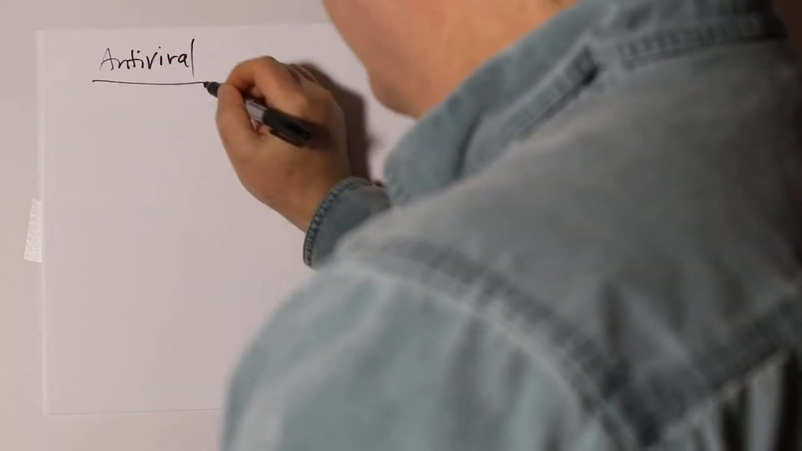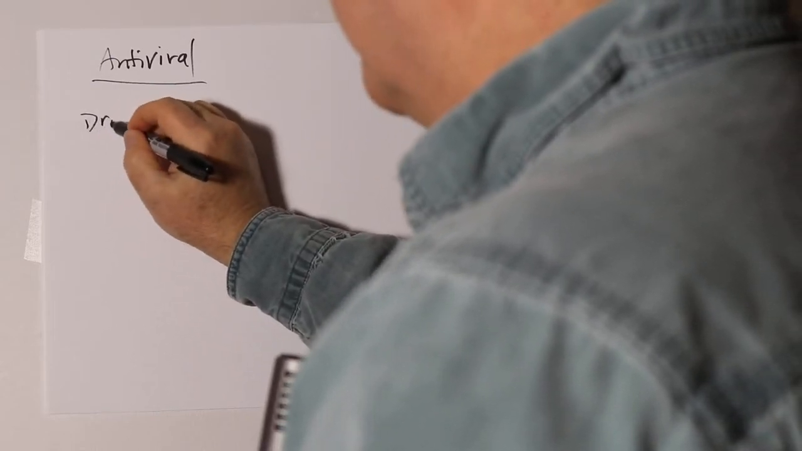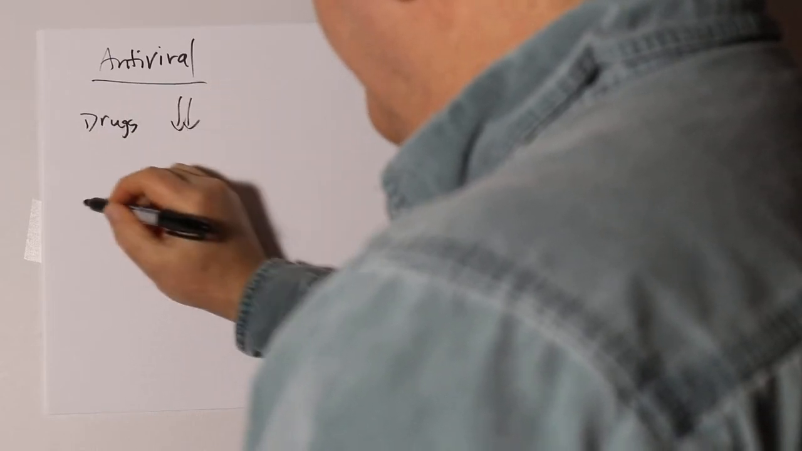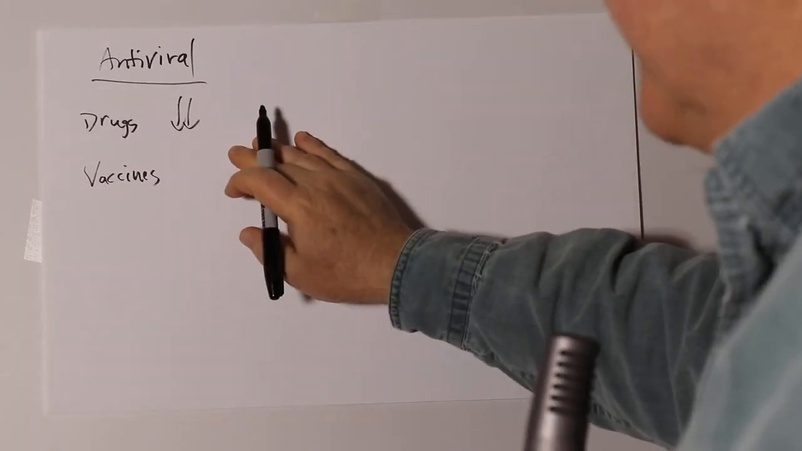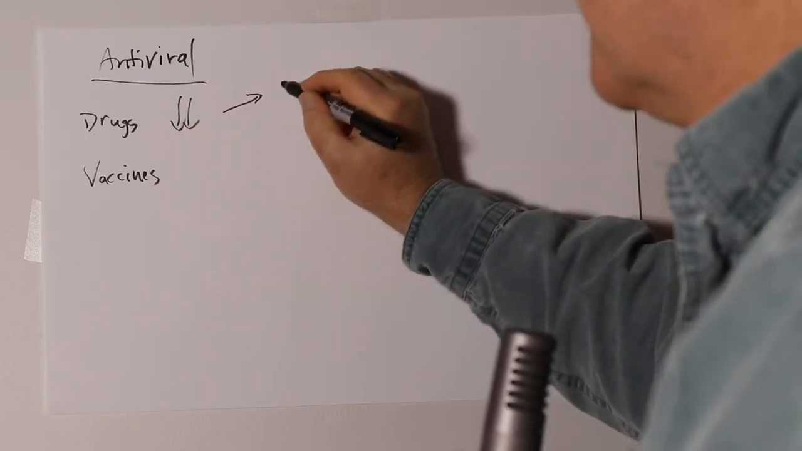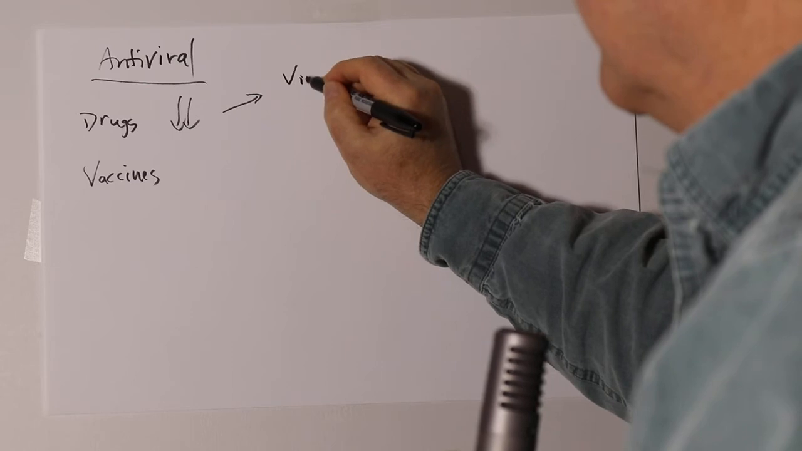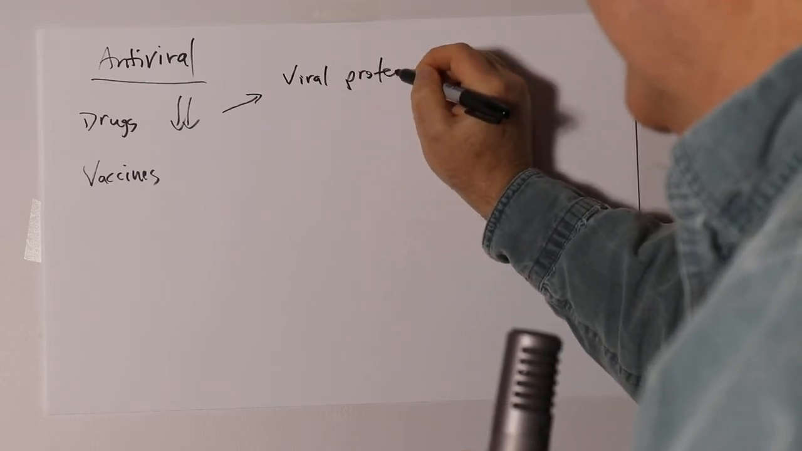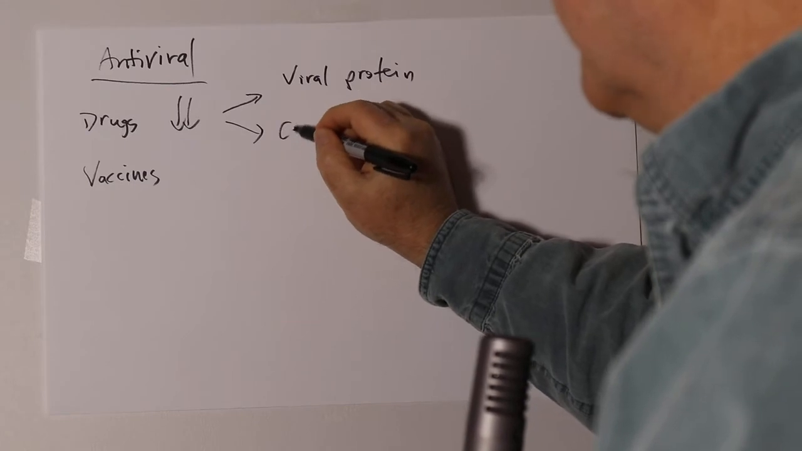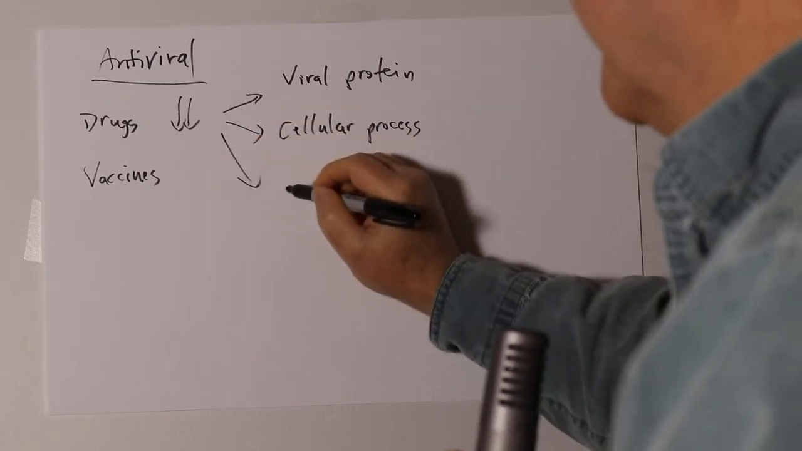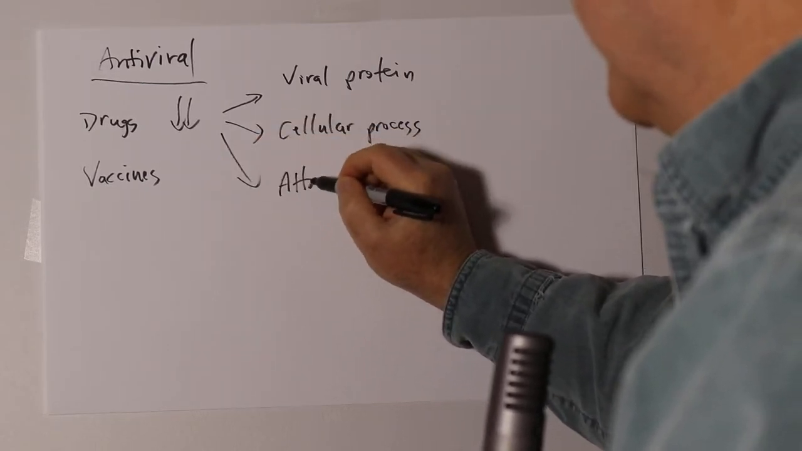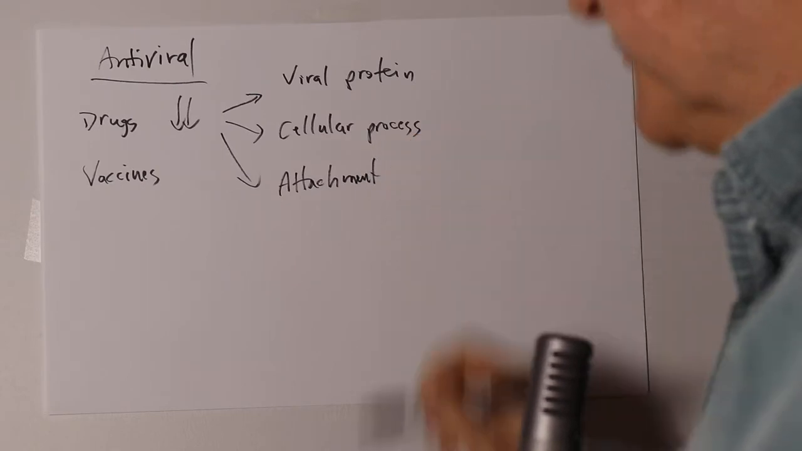Okay, so now when it comes to making antiviral drugs or therapeutics, there's 2 approaches. One is direct drugs that inhibit the virus, and the other is vaccines. So in terms of drugs that may inhibit the virus, there's 2 approaches. One is you can try to target a viral protein, a viral enzymatic activity, or you could try to target a cellular process, or you could try to target the attachment process. I guess that would sort of be a combination of the 2.